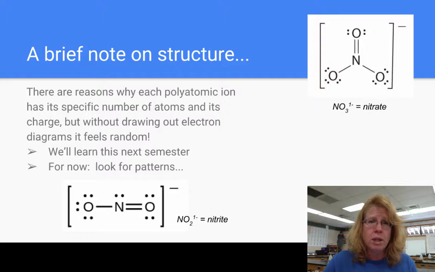Sometimes it's only 2. And the difference between them simply comes down to a rearrangement of how those electrons are shared. And that's why we have the ate and the ite form. The ate form, like I said, tends to be the representative form. The ite form tends to be 1 less oxygen and a slightly different rearrangement to them. Again, it feels kind of random. Please be aware that there are reasons for it.